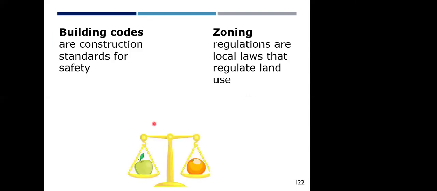So, nice side-by-side comparison. Building codes are construction standards for safety. Building codes are statewide. Zoning is local, and it regulates how we use the land. Residential, commercial, maybe there's a setback. Maybe it says you can have a commercial building, but it can't be more than 4 stories tall. Zoning can get very specific. It can be very broad. It varies.